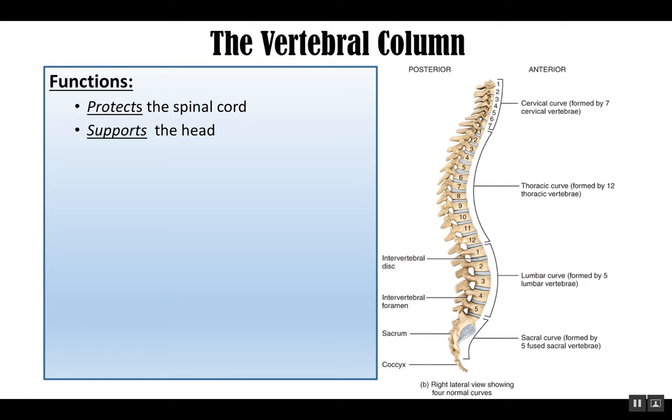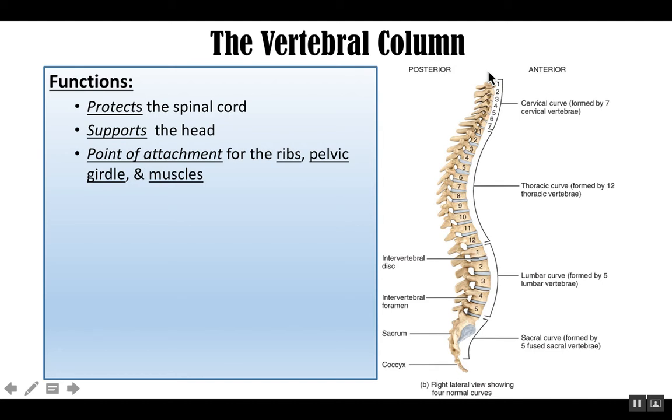It supports your head. The skull, and specifically the occipital bone, will rest on the first cervical vertebra in your neck. It's a point of attachment for ribs. Ribs attach in the thoracic region. There are 12 pairs of ribs, and each pair articulate with one of these thoracic vertebrae. It's an attachment site for the pelvic girdle. Your hip bones articulate with the sacrum.